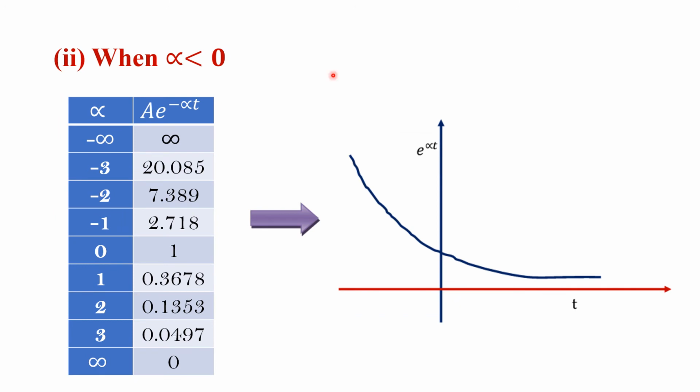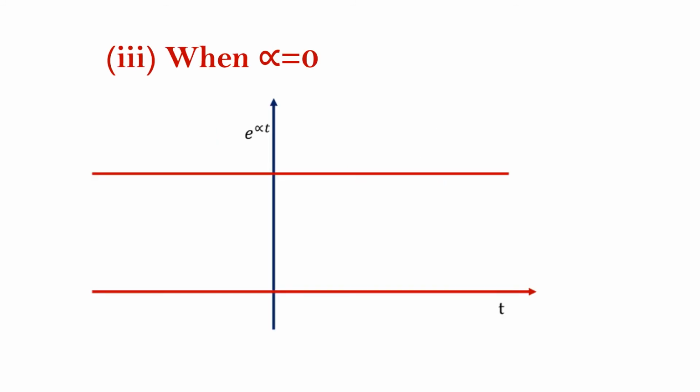Next I am going to explain the second condition, when alpha is less than 0. So I have to put all the values here for the corresponding values. I have got the answer here, upper to lower. That is alpha less than 0. When alpha is equal to 0, e power 0 is 1, we get a constant line that is parallel to the t-axis.